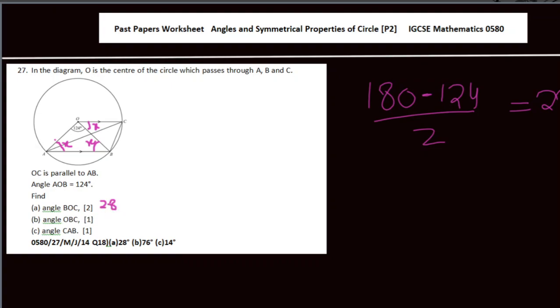Next we need OBC, O to B to C. Again, this is the radius and so is this. That makes this triangle isosceles as well, which makes this angle the same as the other green angle. So now we can find this green angle by subtracting the value of x from 180 and dividing the answer by 2. 180 minus 28 divided by 2, we're getting 76. Okay, and that's the answer.